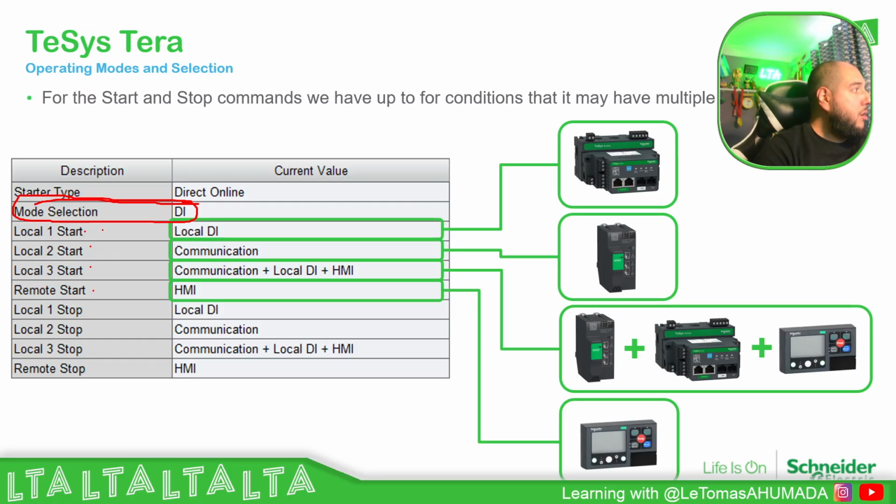In each local start or local stop, I have multiple selections, and these allow me to put just one source or multiple sources at the same time for the start and stop. As you can see here, for start, communication, local HMI, all of these three are able to do it. By default, if I'm not wrong, you will have this one as ignore or disable, and on this one you would have communication, HMI, and local DI.